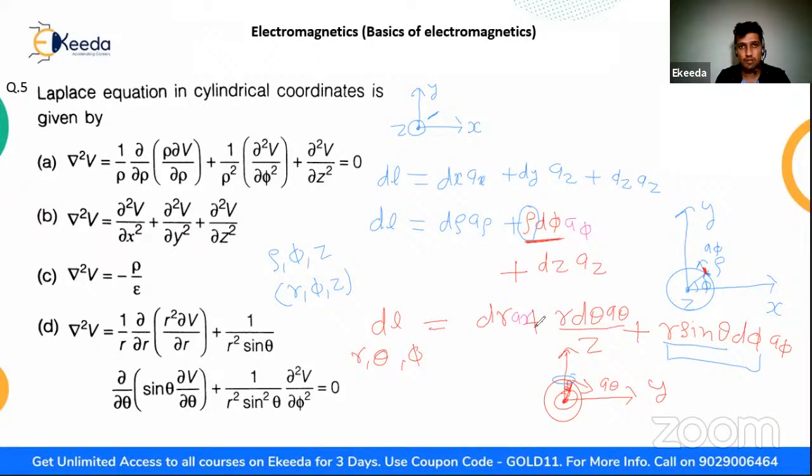Let me rewrite it so that you can see it clearly. This is dr multiplied by ar plus r d theta a theta. This is basically z, and this is for this only. You don't get confused about why it is divided by z. Let me clear it. And z is this. So this is again d theta a theta. This is similar to these, but there is an additional term. This is additional.